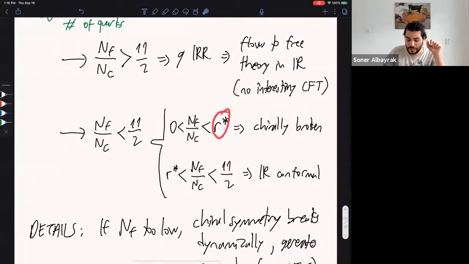Now, there is a critical ratio, which we don't know. It's an active area of research now. People are trying to find what this number is. So it's currently not known. There are some results by lattice simulations and other methods, but they don't really converge well. So different people claim different numbers.